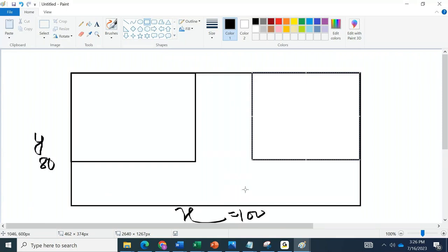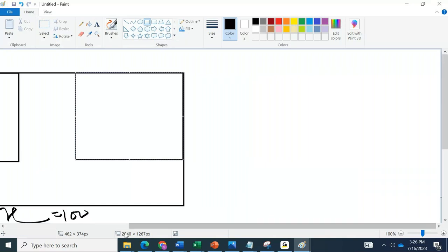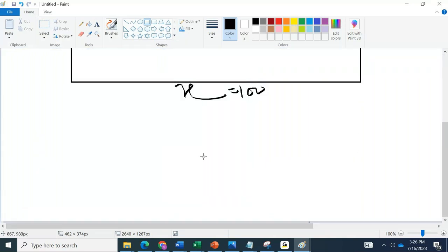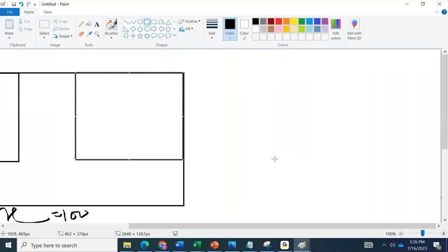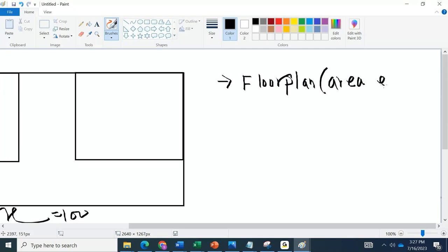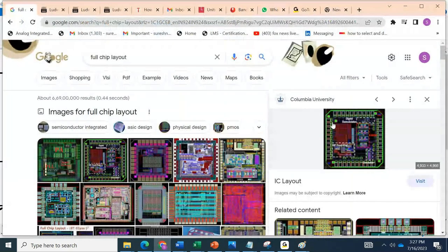This planning in the layout is called step one, the planning, or you hire an architect. In the layout it is called your floor plan, where you have the area estimated. How much area you have, and in this area what I am going to build. So if you see the diagram, floor plan means how much area you have to calculate.